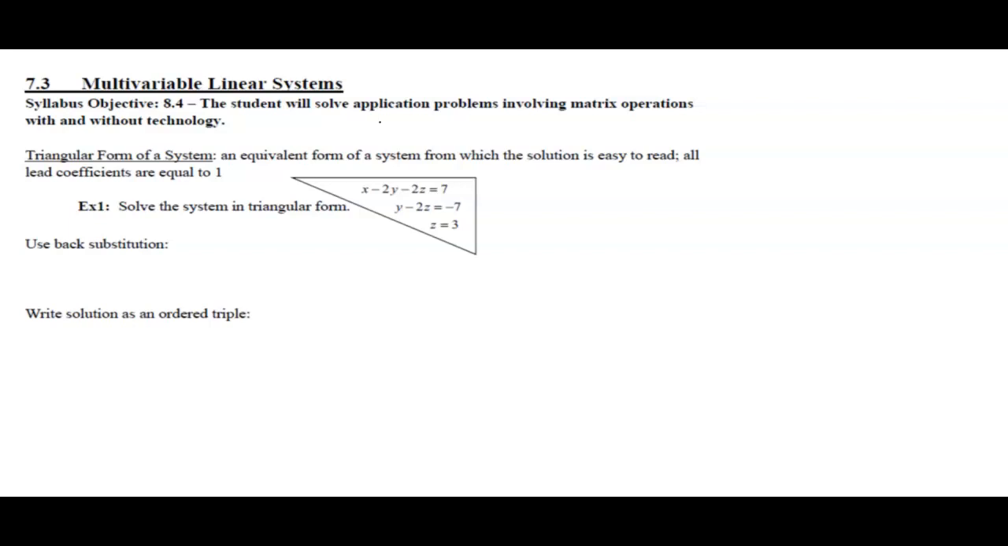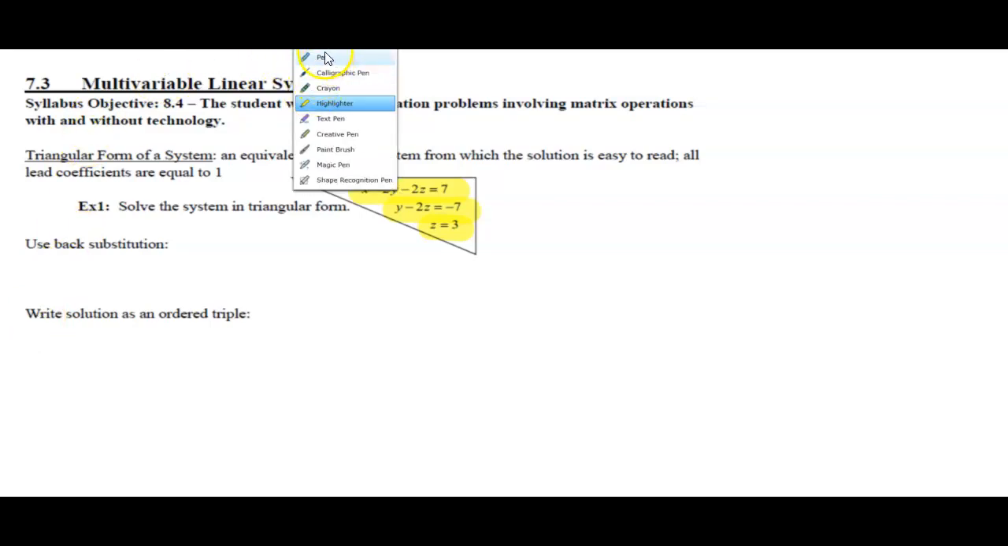So once we are in triangular form, we can solve any system. I like to think of triangular form as we have one equation in one variable, z, one equation in two variables, y and z, and one equation in three variables, x, y, and z. When you have this triangular form, then you can use back substitution to solve.